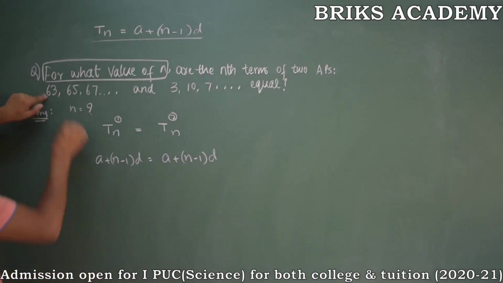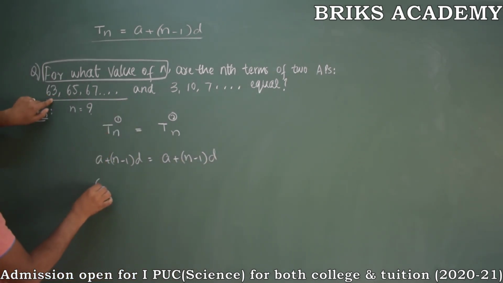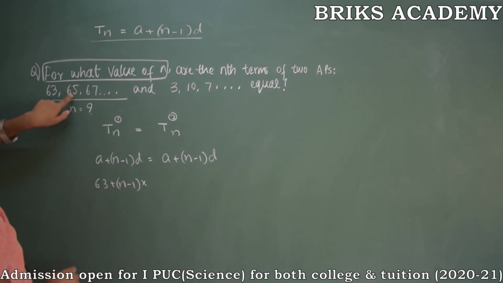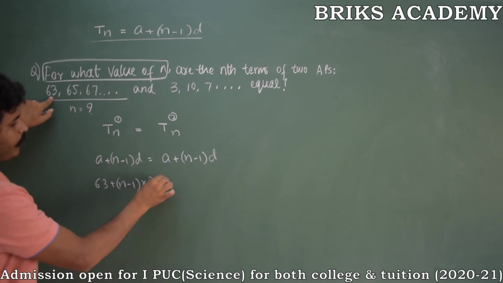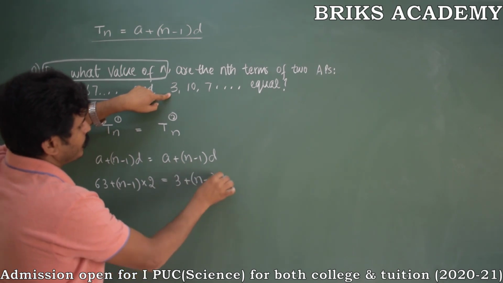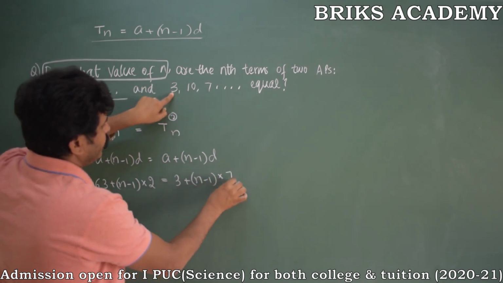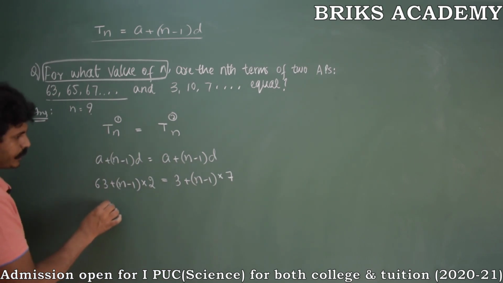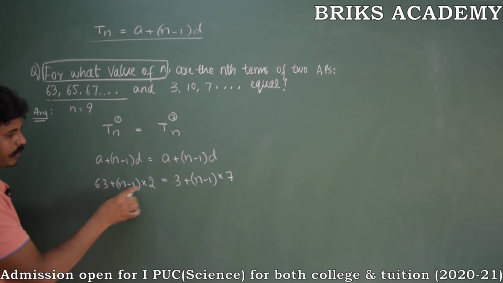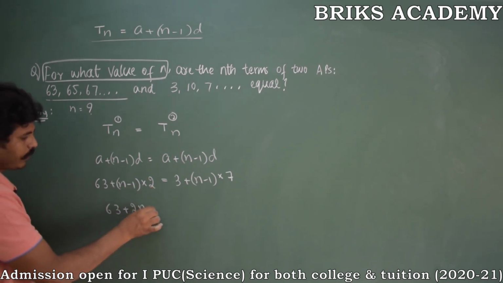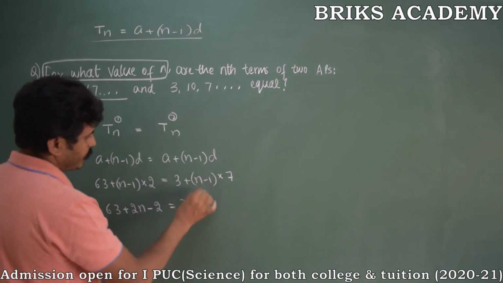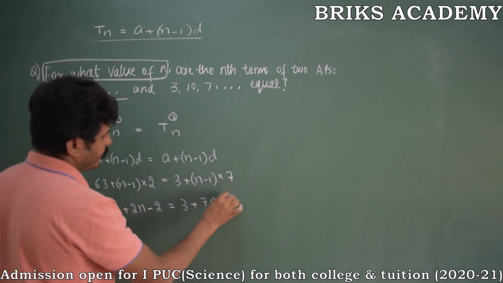What is A in this AP? In this AP, A is 63, plus n minus 1 into, what is d? 65 minus 63 is 2. In this AP, what is A? 3, plus n minus 1 into, what is d? 10 minus 3, it is 7. So it is 63 plus 2n minus 2, and 3 plus 7n minus 7.